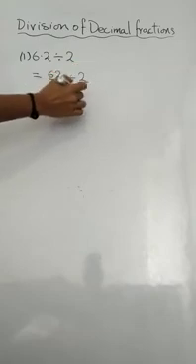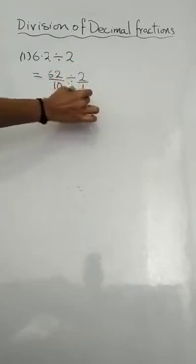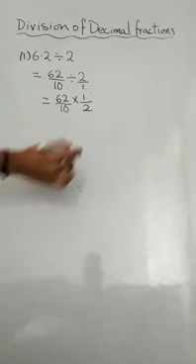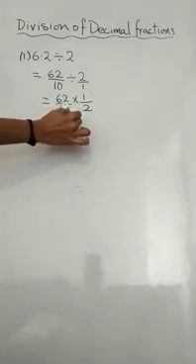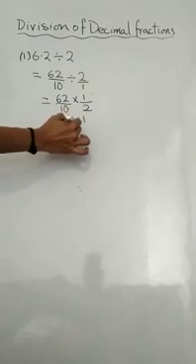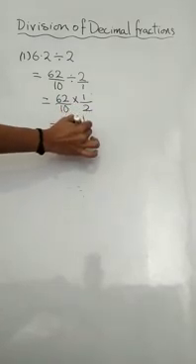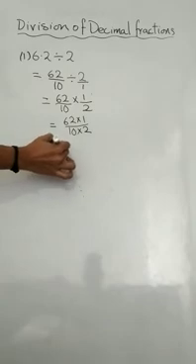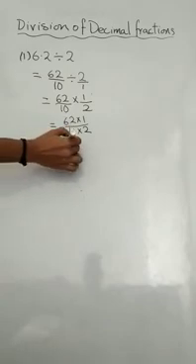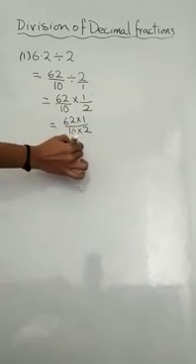You have already learned division of fractions. When you divide a fraction by another, it means you have to multiply it with the multiplicative inverse, or what do you call it? Reciprocal, right? So now you did this. That is, you got 62 into 1 by 10 into 2. Okay? Now here you will get 62 by 20.